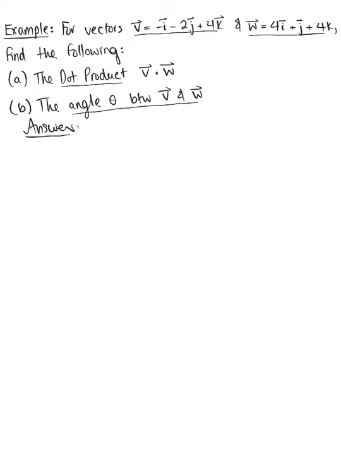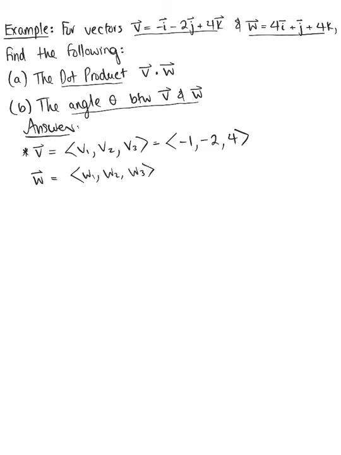So again, I'm going to start here just by converting my vectors to their component form. So I have vector v is v sub 1, v sub 2, v sub 3, and that's minus 1, minus 2, 4. And then vector w will be w sub 1, w sub 2, w sub 3, with components 4, 1, 4.